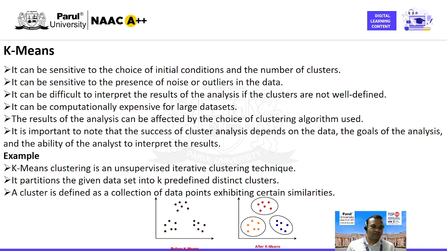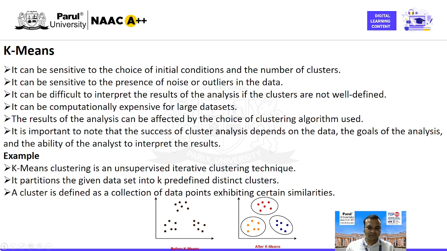Let's take an example of k-means. K-means clustering is an unsupervised iterative clustering technique. It partitions the given data set into k predefined distinct clusters. You can assume the value of k as per the requirement. A cluster is defined as a collection of data points exhibiting certain similarities. It is based on the centroid method.